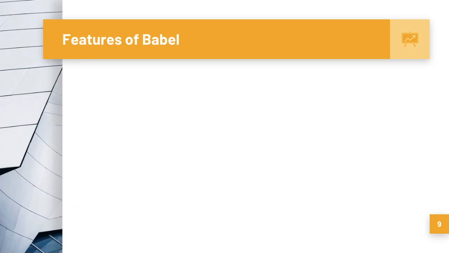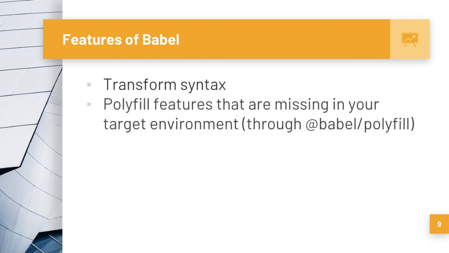So what did we learn in terms of features of Babel? The first thing is it can transform syntax from modern JavaScript to a JavaScript that browsers can understand. It provides polyfill features that are missing in your target environment through Babel polyfill. And it does the source code transformation.